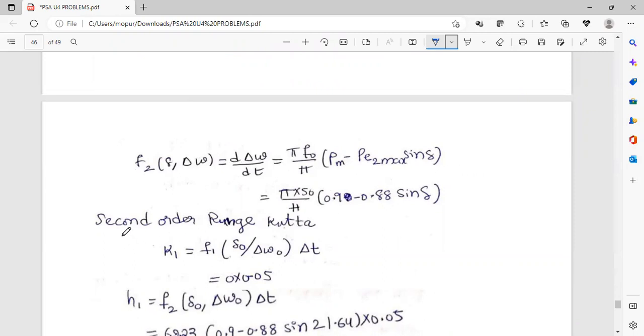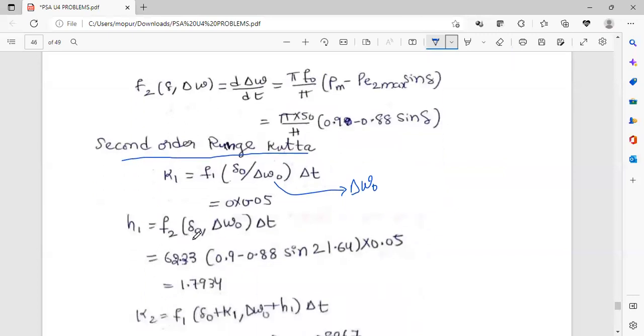Okay, now let us start with the second order Runge-Kutta. In second order Runge-Kutta, first K1 is equal to F1 of del naught comma del omega naught into delta t. What is this del naught comma del omega naught? This is actually del omega naught, which is 0. So 0 into 0.05. This del t will be given in the problem. Then H1 is equal to F2 of del naught comma del omega naught into delta t. How to find this? You can substitute in this equation, instead of this del, you take the value del naught.